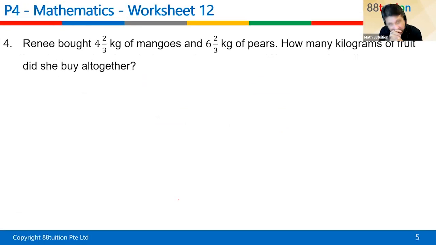So this is question 4. It says Renee bought 4 whole and another 2/3 kilograms of mangoes and 6 whole and 2/3 kilograms of pears. How many kilograms of fruit did she buy altogether?